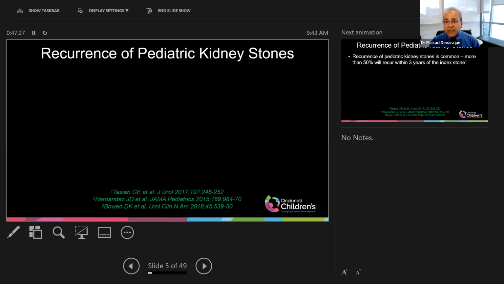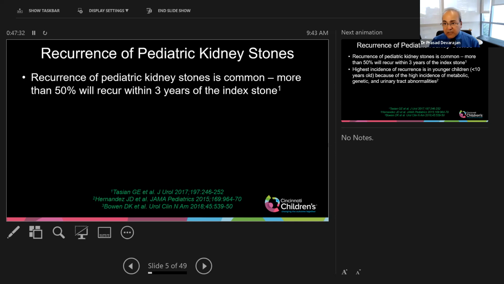This is the problem. Pediatric kidney stones recur. They recur and recur and recur. About 50% of children will have a recurrence within 3 years of an index stone. And we have some data recently showing that almost 100% will recur within 4 to 5 years. So the recurrence is a big problem in pediatric kidney stones.